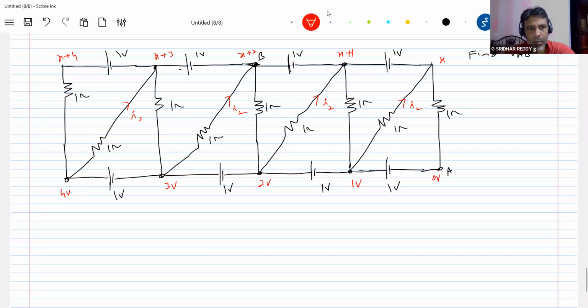Why are you assuming the same current? Because all are having 1 ohm resistance and the potential difference across them is the same. Let's focus on this. What is the potential difference? X minus 0, X minus 0, X minus 0, X minus 0. The drop across these is X. So any current can be assumed, and the current here will be I1.